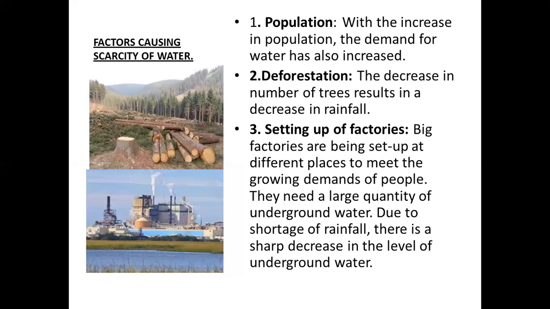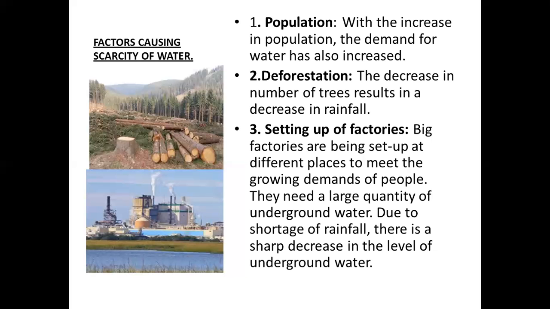This decrease in the number of trees results in a decrease in rainfall. If trees are not there, there will be no rainfall. Strict steps should be taken to prevent deforestation. More and more trees need to be planted to maintain the balance in nature. If we go on cutting the trees, if we do not plant any saplings, there will be imbalance in nature. There will be no rains, very hot weather, and everything. Global warming. All these are the problems which we face. So, more and more trees need to be planted to maintain the balance in nature.